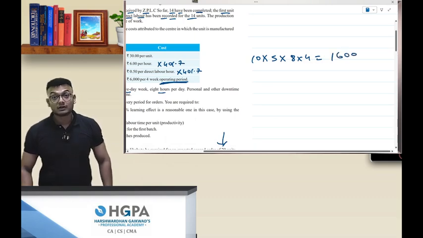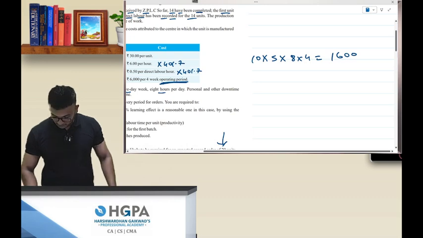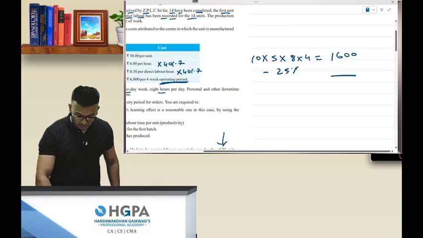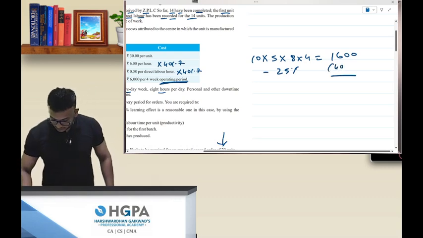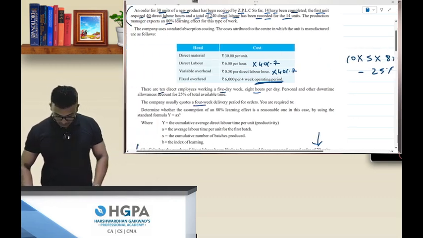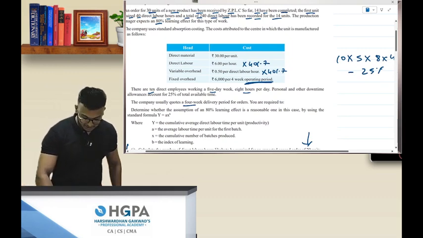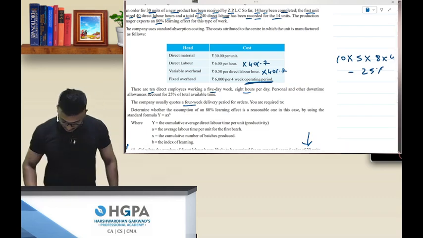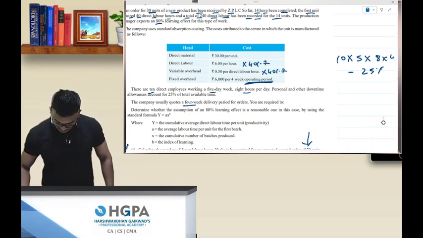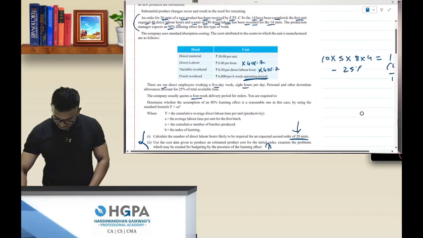10 into 5 into 8 into 4 is 1600, and they've also told us there is an estimated downtime of 25%. So how much are you actually operating? It's only 1200 hours. So we'll divide the fixed overhead by this. It will be 6000 divided by 1200. So this will be 5.